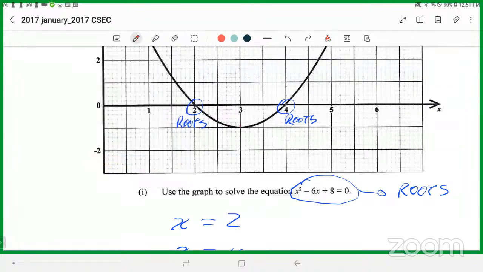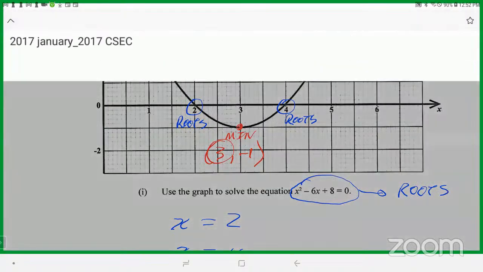This point is your minimum point. What are the coordinates? 3 is the x value, and -1 is the y value. So it's 3, -1. Remember, this is the xt and this is the yt.